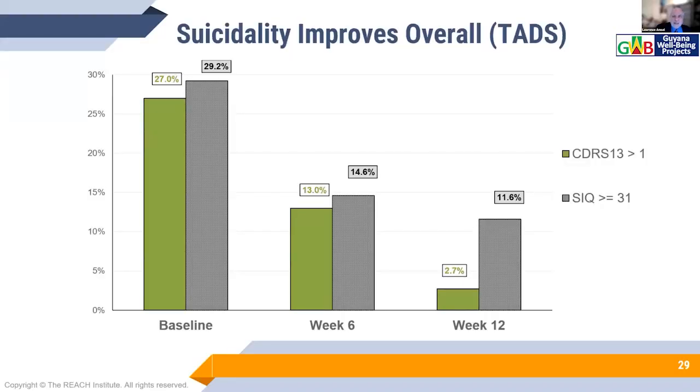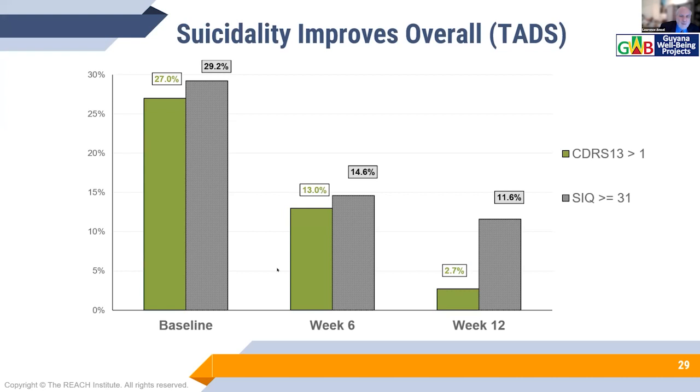What about suicidality? Remember we said there was this increase at the beginning of these trials? Yes, that's true. But what happens if I do a proper study in which I ask everybody about suicidality very systematically from the beginning to the end? And what you see over here is a huge decrease, right? From week 6 to week 12, you see a huge decrease.